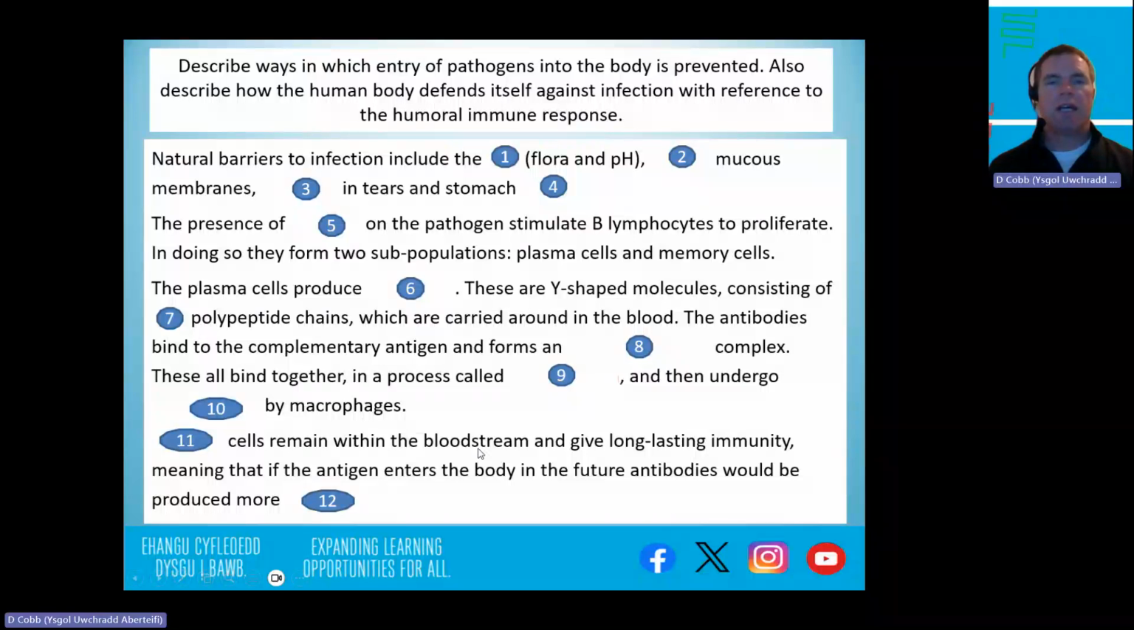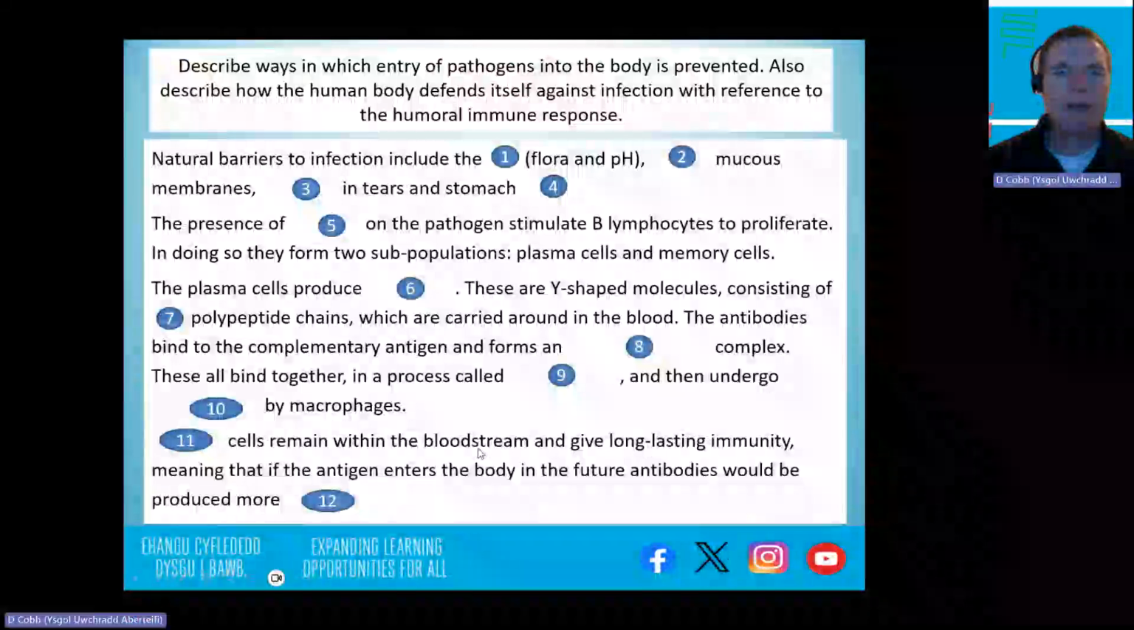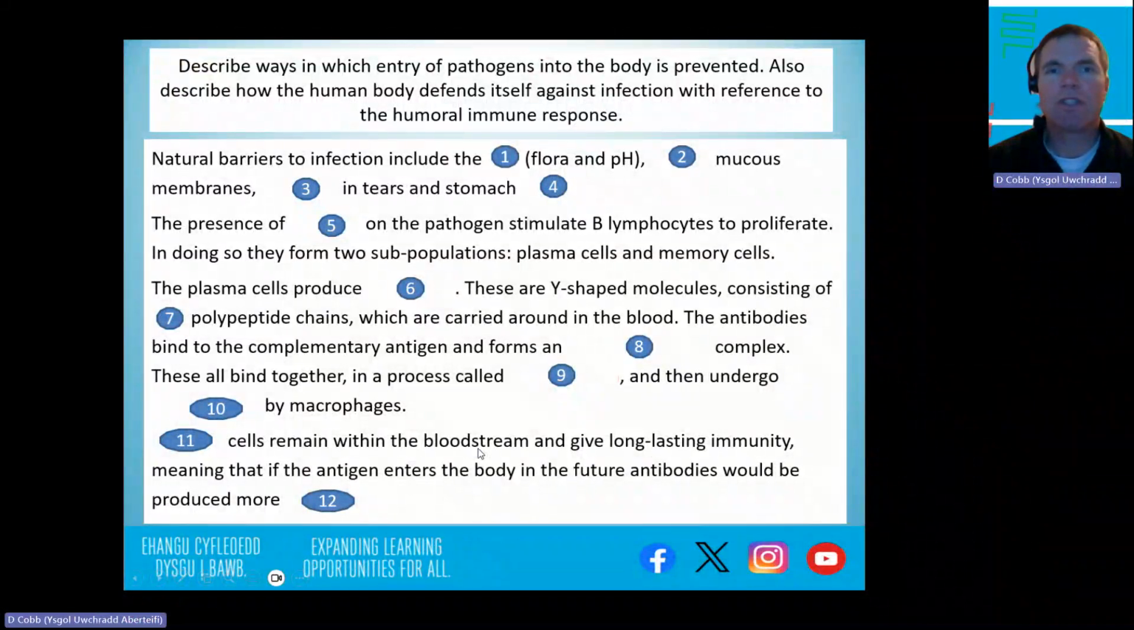Here's another little activity you can have a go at. Same thing in terms of filling in the blanks. You can pause, but I'll go through it now. So look at the question here. Describe ways in which the entry of pathogens into the body is prevented. Also describe how the human body defends itself against infection with reference to the humoral immune response.